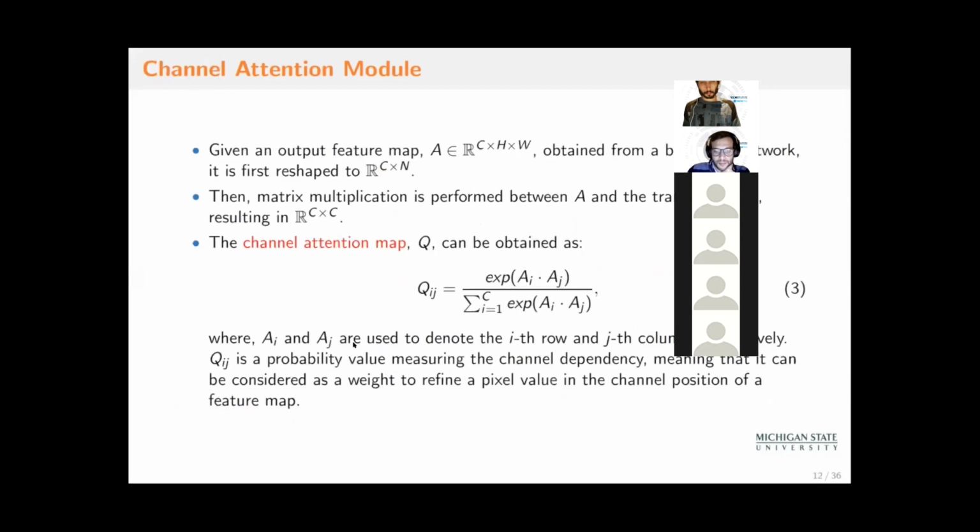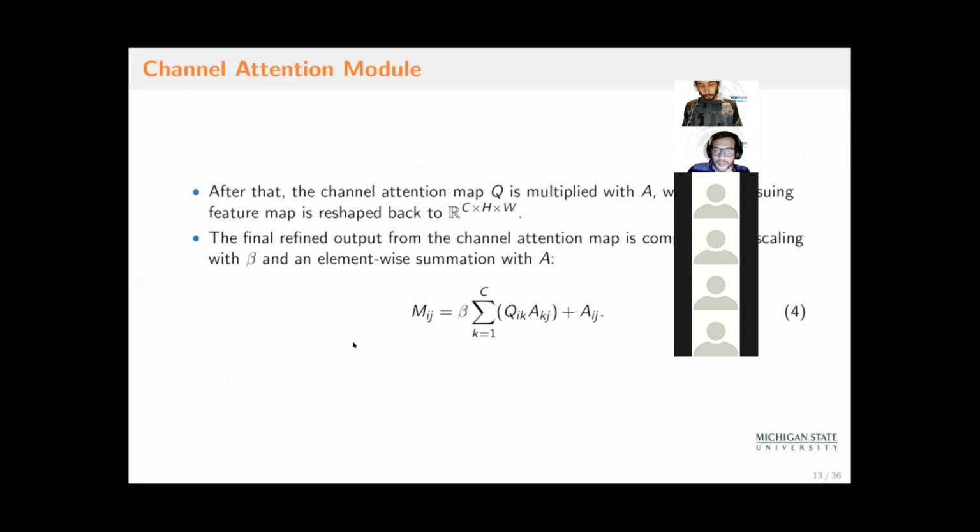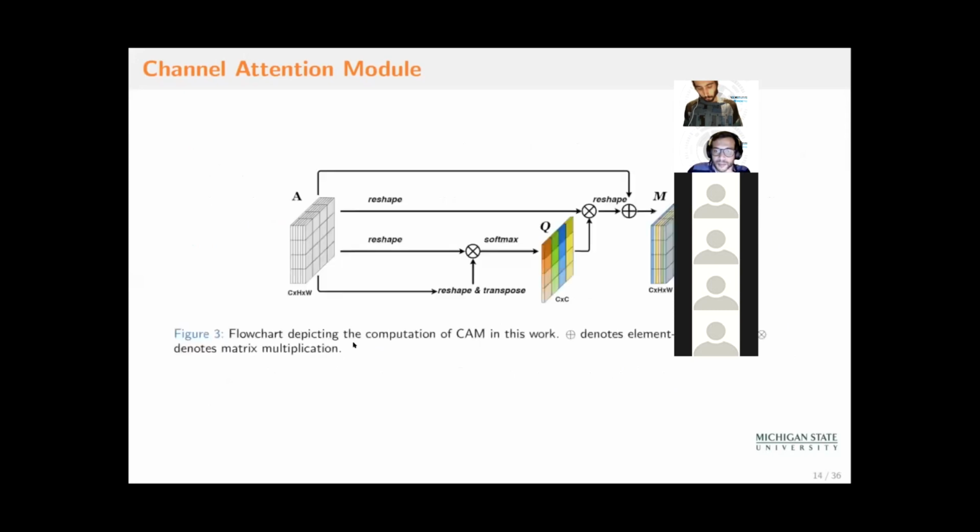Next, we are going to describe the channel attention module. For the channel attention module, we still have to compute what we call the channel attention map Q. The Q relies on the self-attention maps. Here the channel attention map Q is used to measure the channel dependency among the feature maps. And we also have to consider the short connection here, since we have to add back the original input feature maps A. So here we give the overall flowchart for these computations.